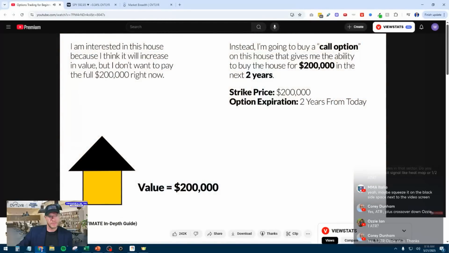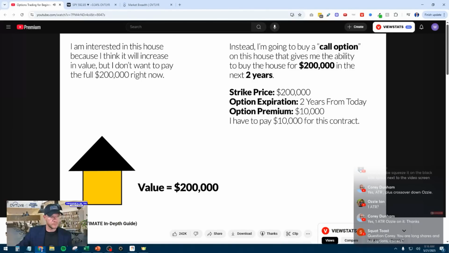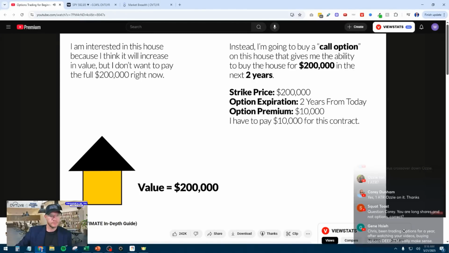So that's not a real scenario. And for me, there has to be some risk. And what that means is that I have to pay a premium for the right to buy this house at $200,000 between now and 2 years from now. So we would call that the option premium. Let's say that I pay $10,000 for this option. So I'm saying I want to buy this house for $200,000, which is the strike price, between now and 2 years from now, which is the expiration date. And my premium for having that ability over that time frame is $10,000.